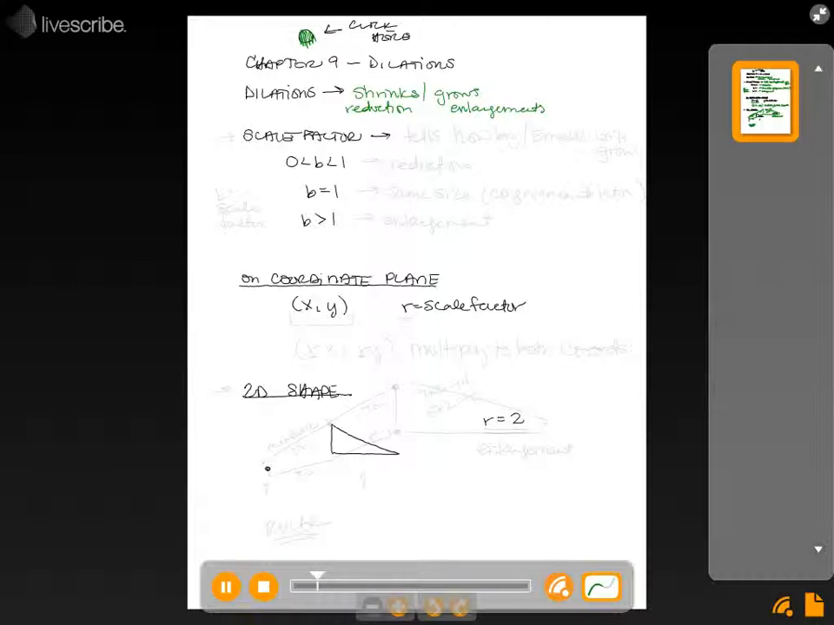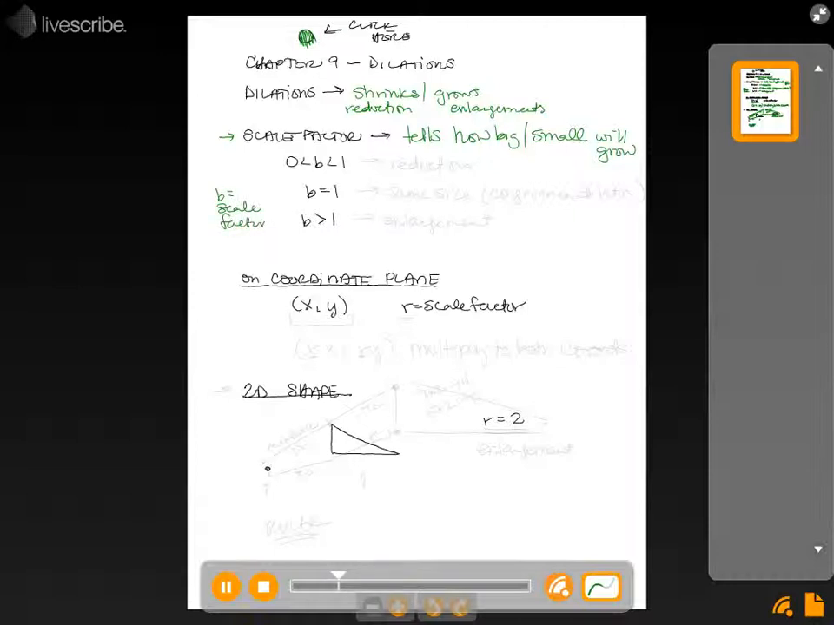Reduction, enlargements. Now, to figure out whether a figure is growing or shrinking, we use a scale factor, and that's how big or how small our figure is going to become. B here is going to be our scale factor. Okay, scale factor again tells how big or how small our figure will grow. Okay, B is our scale factor for what we're going to talk about here.